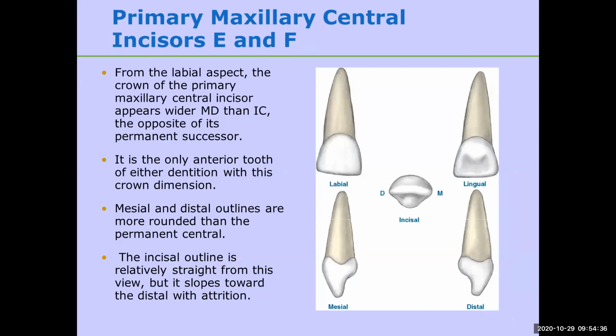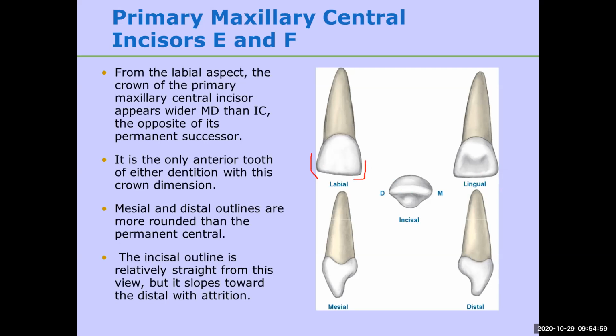It's the only anterior tooth of either dentition with this crown dimension. Trivia. The mesial and distal outlines are a little more rounded than the permanent. They're a little more rounded, but you can see that the mesial still has a sharper angle than the distal.